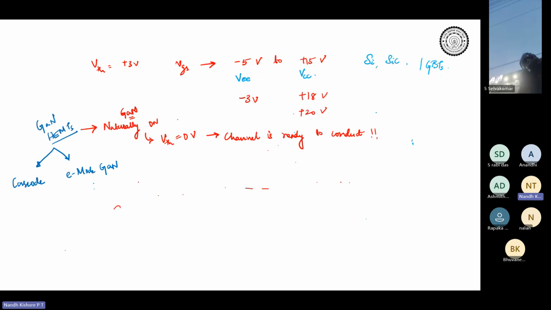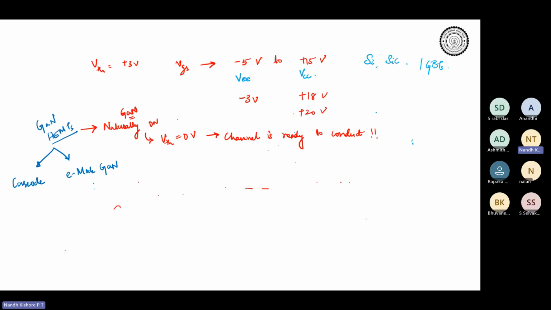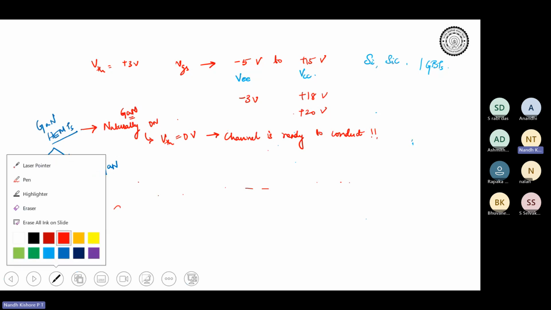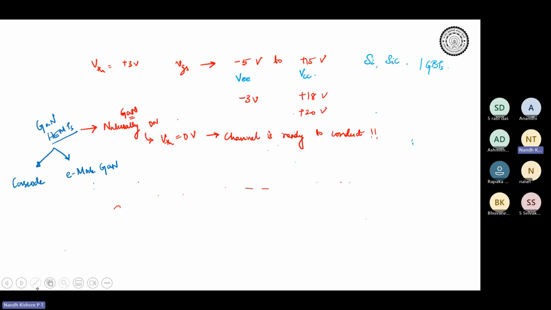So I want to control when the device is going to turn on, or naturally it should remain turned off, right? So in order to make the GaN devices naturally off, people came up with a number of alternatives, but two of them are commercially adopted and they stand out. One is known as the cascode configuration, and the other one is the E-mode GaN configuration, right?